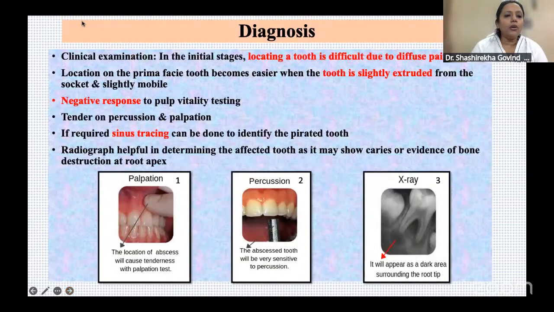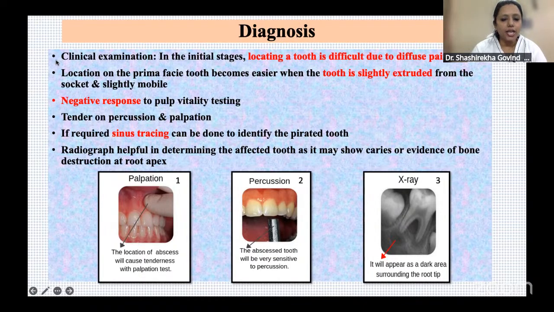So how are we going to diagnose such an abscess? On clinical examination, in the initial stages, locating the tooth will be difficult due to diffuse pain. If you have an open, frank caries, then it's easier for us to identify which tooth the pain or swelling is from. But if there is no frank caries, and the entire tooth is intact.